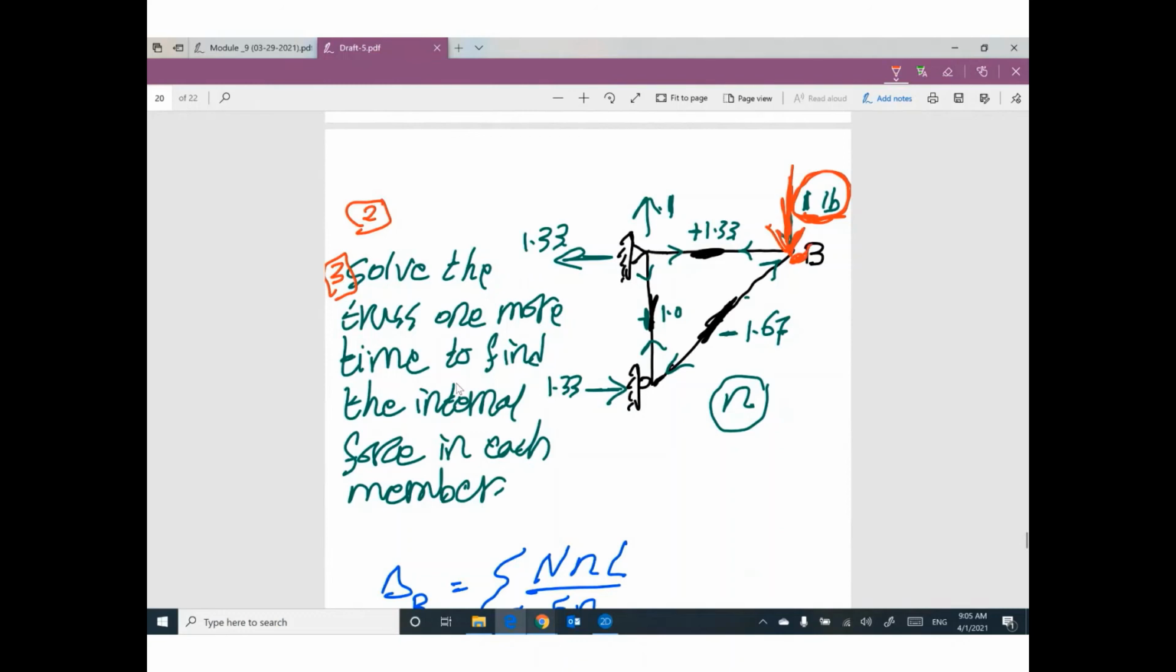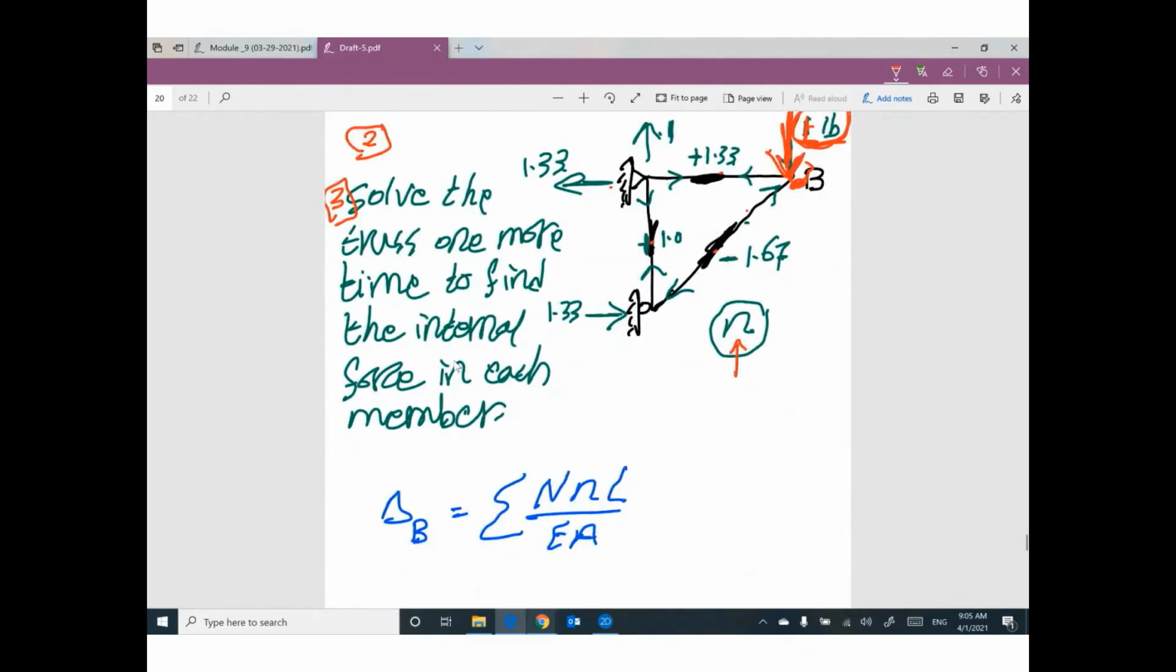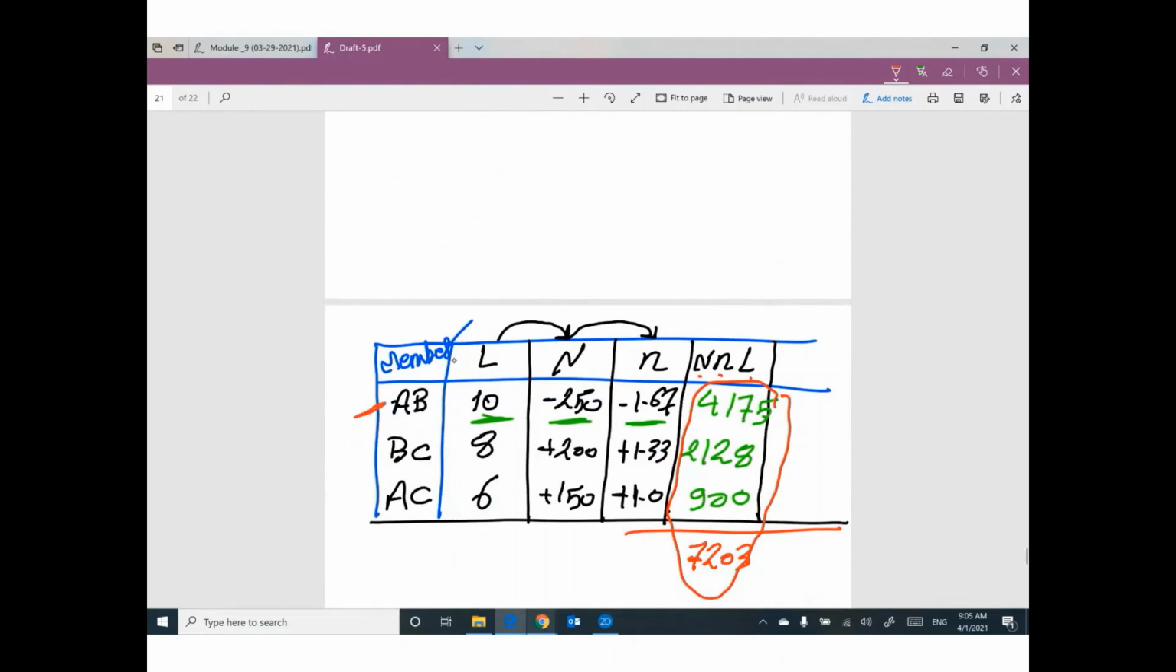So we have a new truss under the effect of the unit load. Go ahead and solve this truss one more time. We need to figure out the reactions and the internal force in each member, which you call small n. The final value, the deflection at the point, equals summation capital N small n times L divided by EA. To figure out this term, we need to set up this table. For each member of the truss, what is the length? What is the capital N value? What is the small n value?